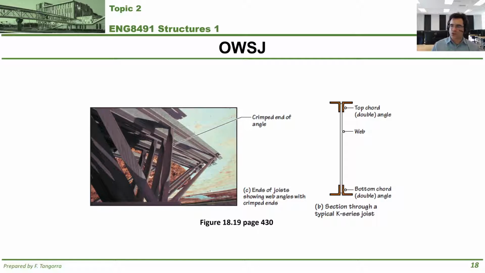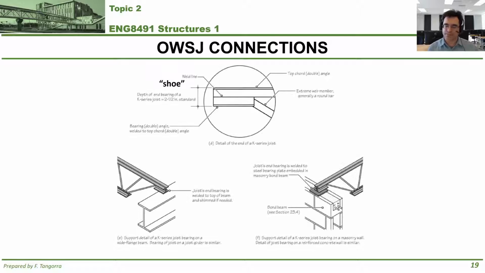A bit more detail about their construction. I took this out of your textbook, figure 18.19 of the 3rd edition. You can see that the webs can be made out of crimped angles, where the ends are crimped. The top and bottom chords typically are made of L shapes side to side, back to back. And sometimes the webs can also be made of a rod that goes from top chord to bottom chord and so on and so forth.